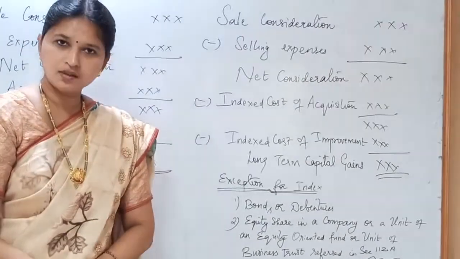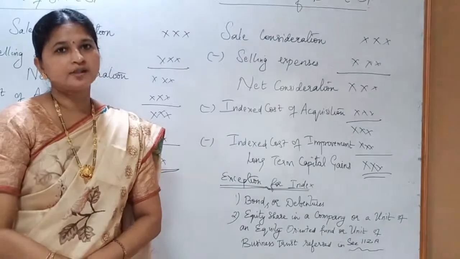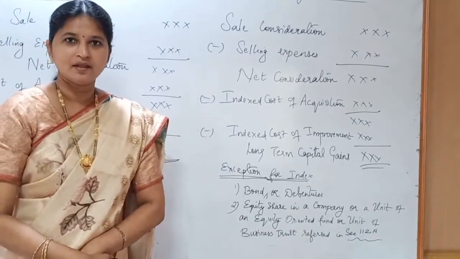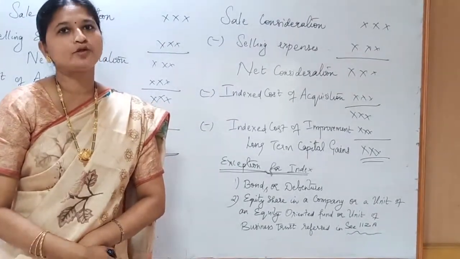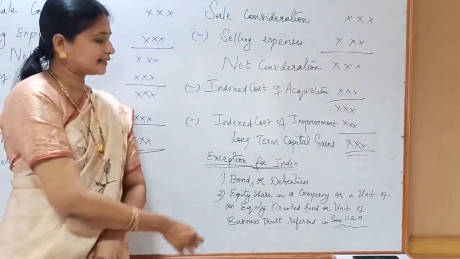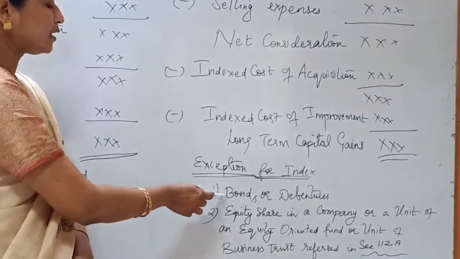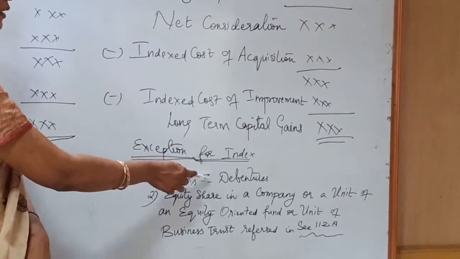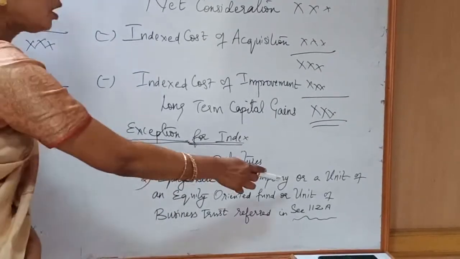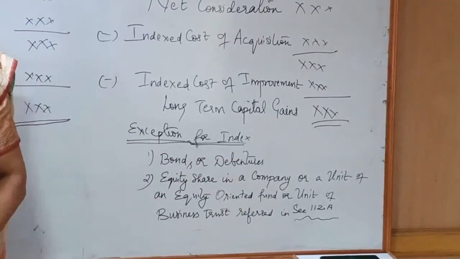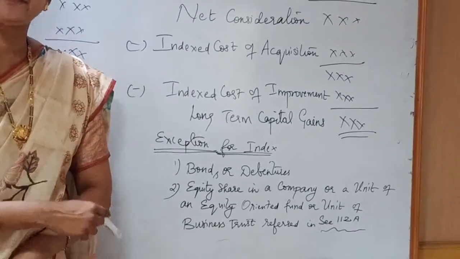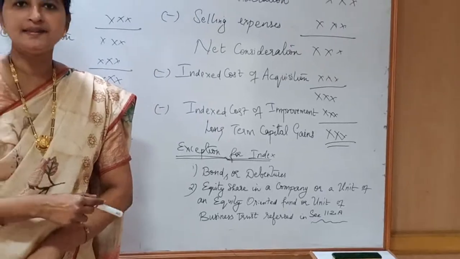In case of long-term capital loss, such loss can be set off only against long-term capital gain. And securities transaction tax cannot be allowed as deduction. And for the following assets, there is no need to index. They are number 1, bonds or debentures. Number 2, equity shares in a company or a unit of an equity-oriented fund or a unit of a business trust referred in section 112A.